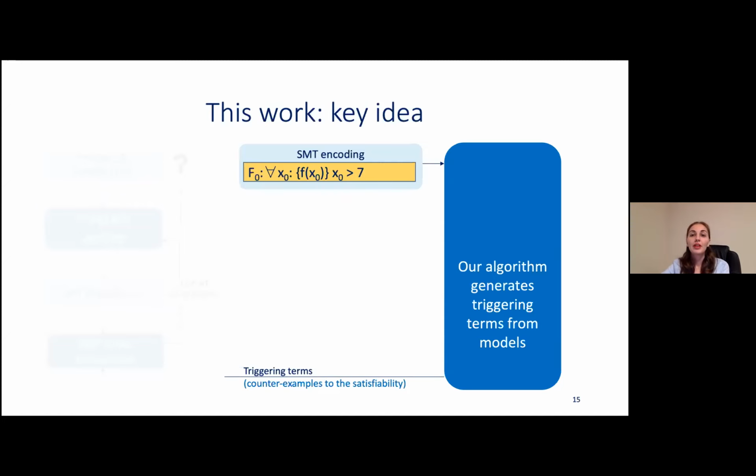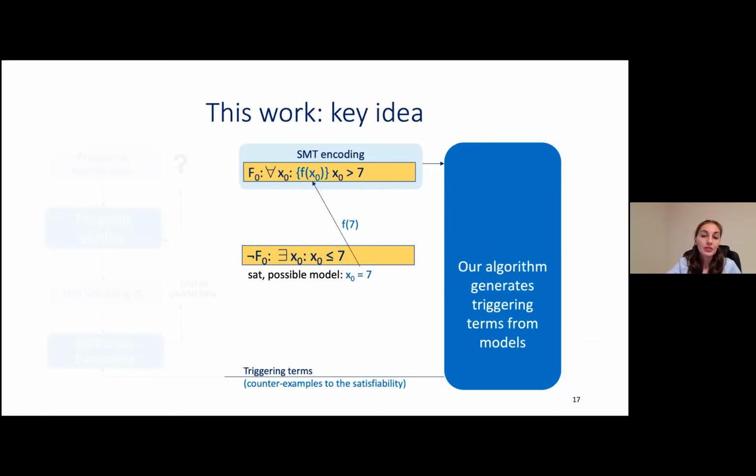Now, the key idea behind our work is that these triggering terms that we synthesize can be seen as counterexamples to the satisfiability of the input formula. And if we take an even simpler example where f0 equals for all x0, x0 greater than 7, we see that this formula is unsatisfiable. To show that, what we can do is to generate this negation, which says there exists some x0 such that x0 is smaller or equal than 7. This formula is clearly satisfiable and it has infinitely many models. One possible model is, for example, x0 equals 7.